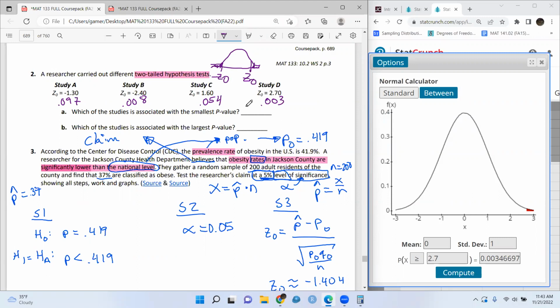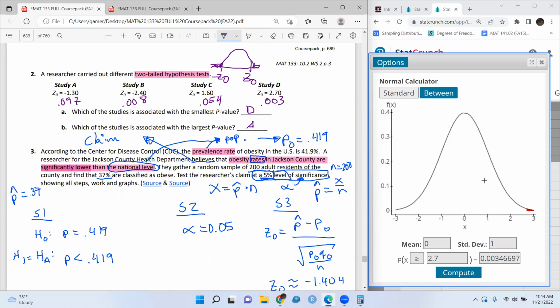It is studied. Nice. Good. And B? And then B is the largest. Wait. The largest p-value. Yeah, A. I got A. Good.